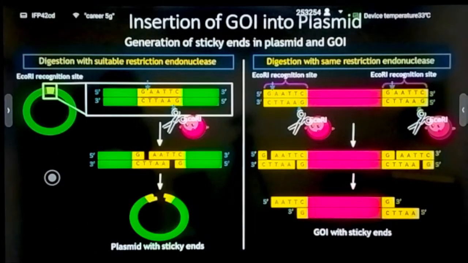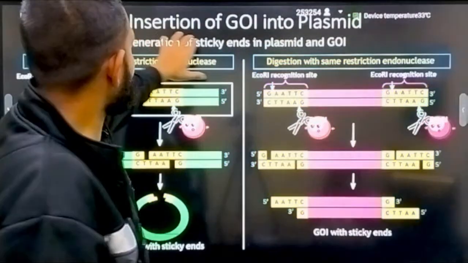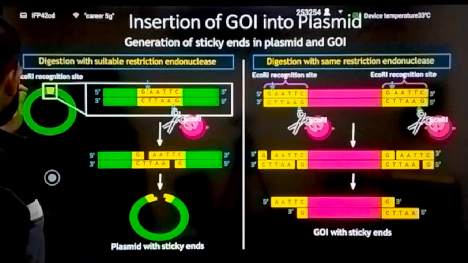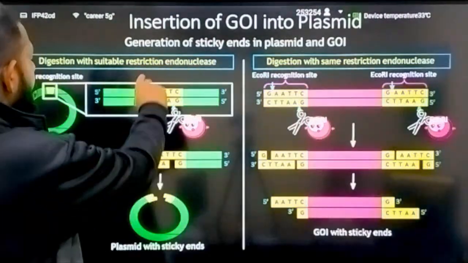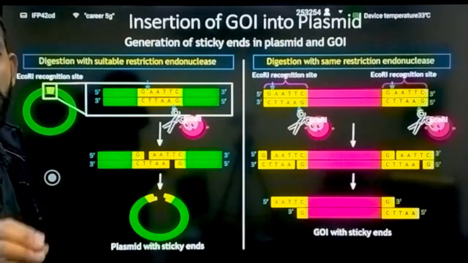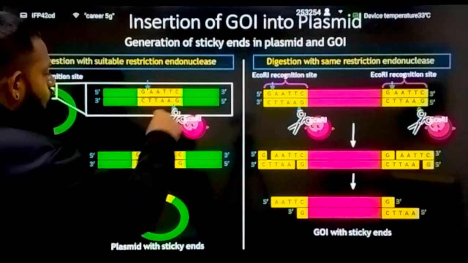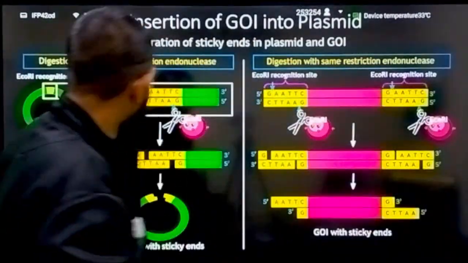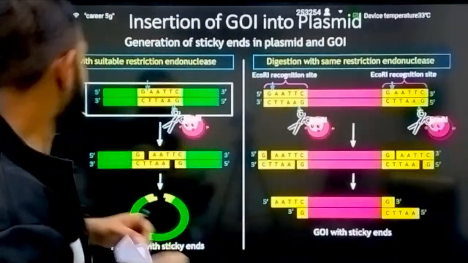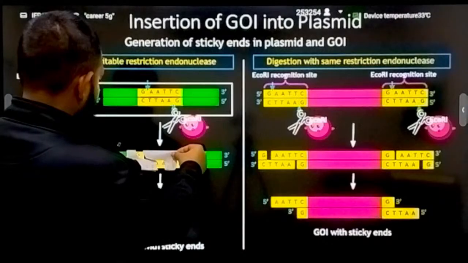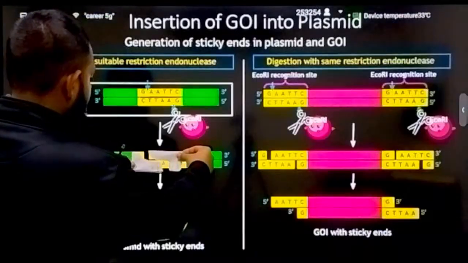So see, this is how we generate sticky ends in the plasmid and GOI. First, digestion with a suitable restriction enzyme. So this is your EcoRI site. Now you have the GAATTC sequence and its complementary sequence, that is the recognition sequence of EcoRI. Now your EcoRI will come, and what your EcoRI forms is a sticky end. So it will cut your DNA like this.